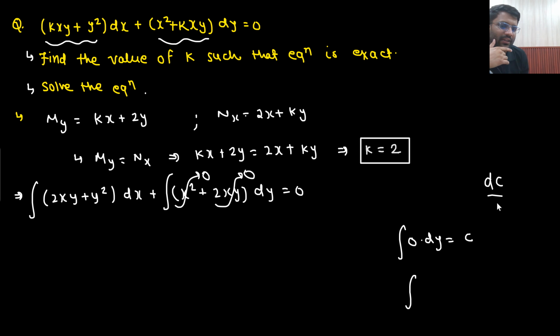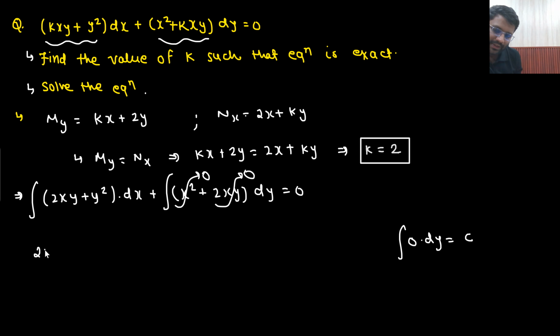What is the differentiation of a constant? That is 0. So what will be the integration of 0? That would be a constant. That's it. It is very simple. So this will be a constant, this will also be a constant only. So the constants will become one constant. Only this part I need to solve.